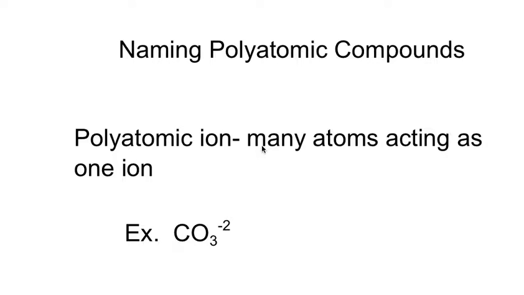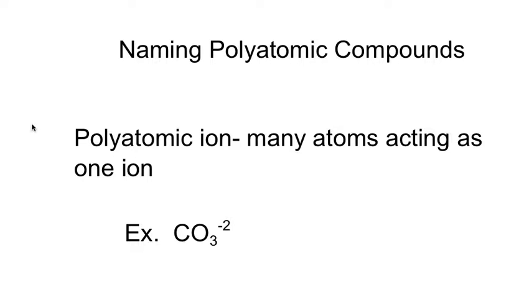Well, first off, what exactly is a polyatomic ion? A polyatomic ion basically is many atoms acting as one ion. Poly meaning many, atomic meaning atom, ion meaning charged particle. Here's an example: CO3 with a -2 charge. This is an example of a polyatomic ion.